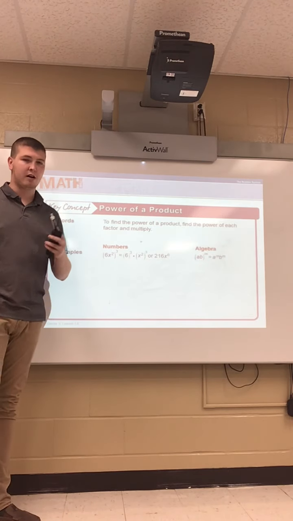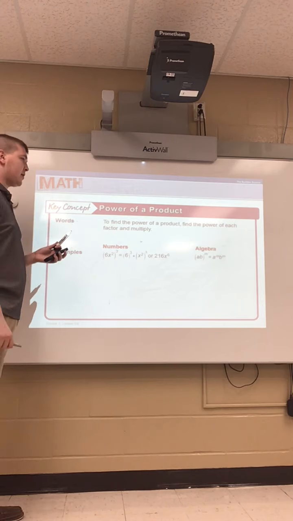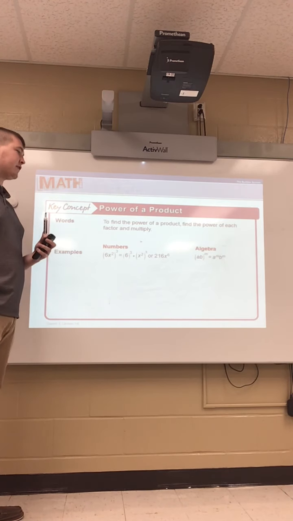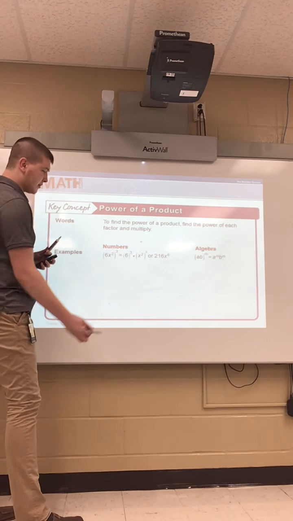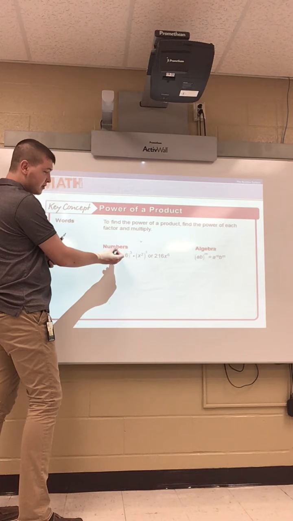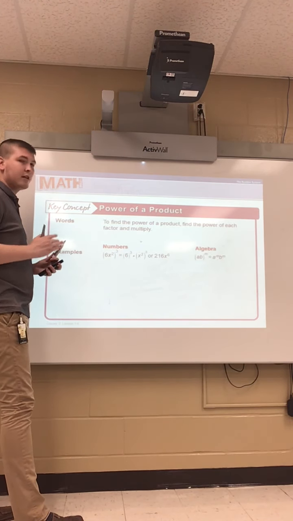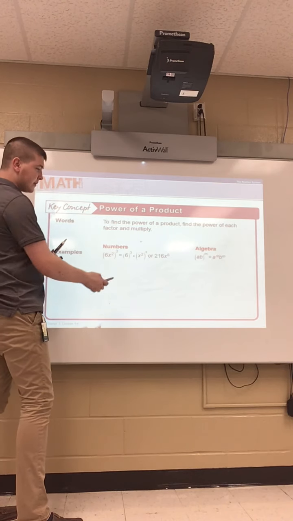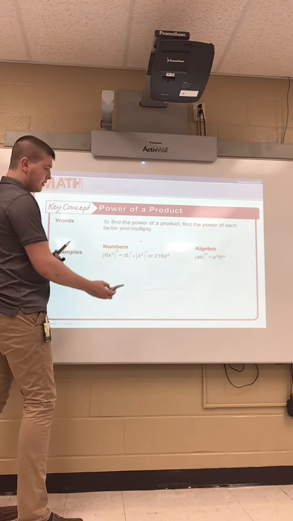Now, power of a product. To find the power of a product, you find the power of each factor and multiply. So in other words, that exponent, you distribute it to everything in the parentheses. Everything. So you can see 6x squared to the third in the example.